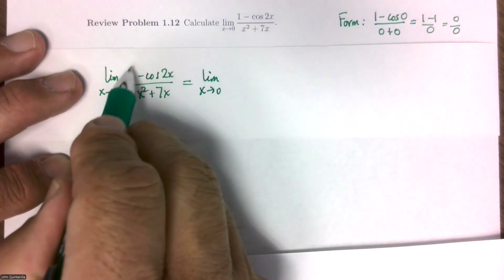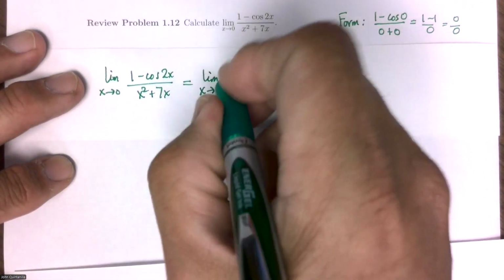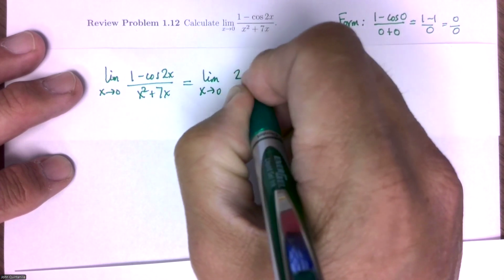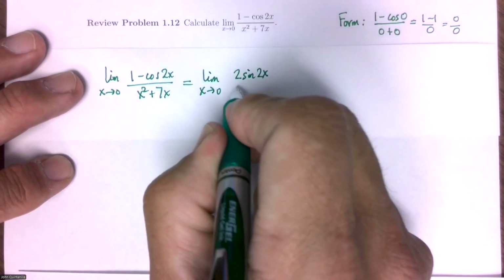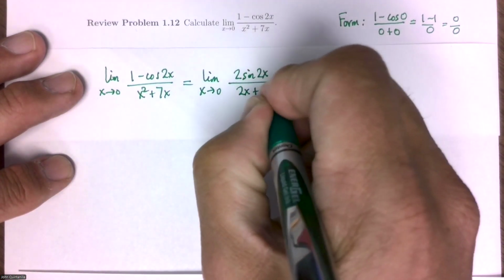Now I take the derivative of the top by itself. The derivative of the top will be equal to 2 sine of 2x. Now the derivative of the bottom will be 2x plus 7.